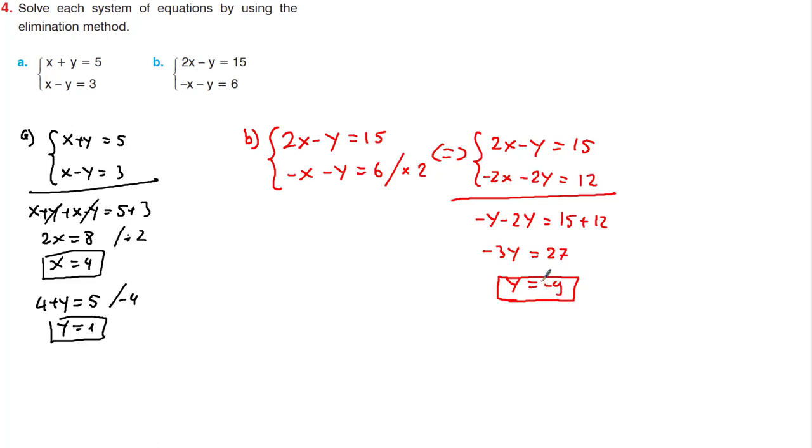Now that we figured that y is negative 9, we can substitute wherever we want, maybe on the first equation. 2x minus negative 9 is 15. 2x plus 9 is 15. 2x is 6. That means x is 3. Let's continue.